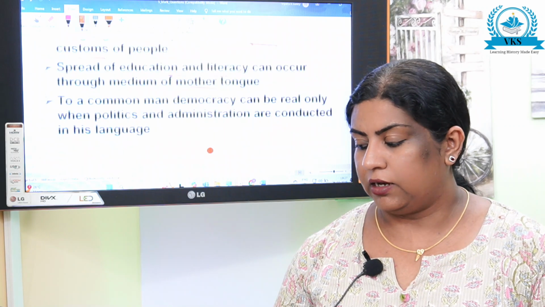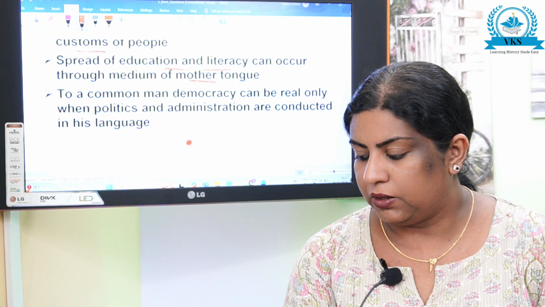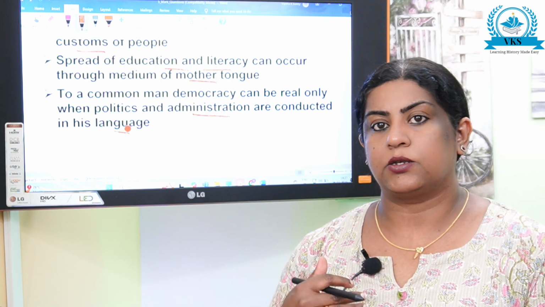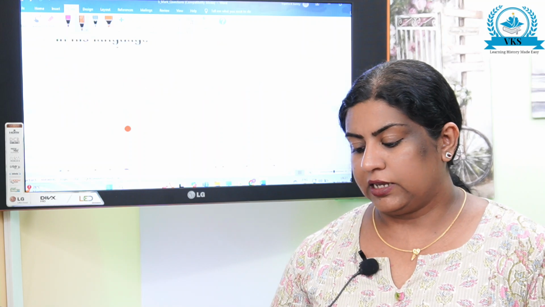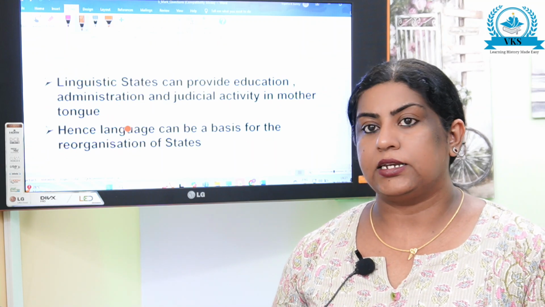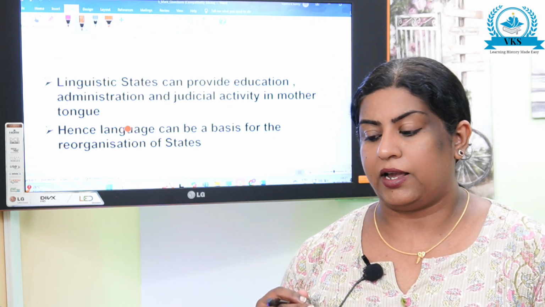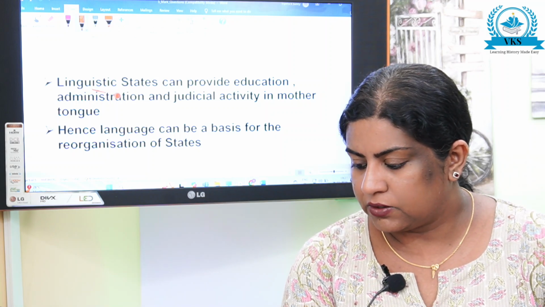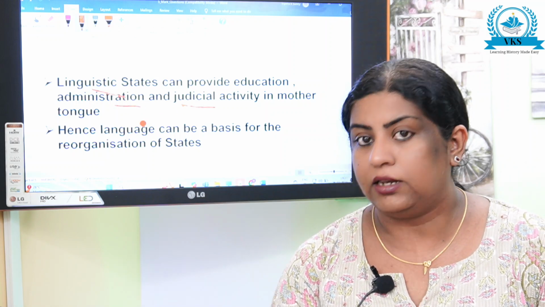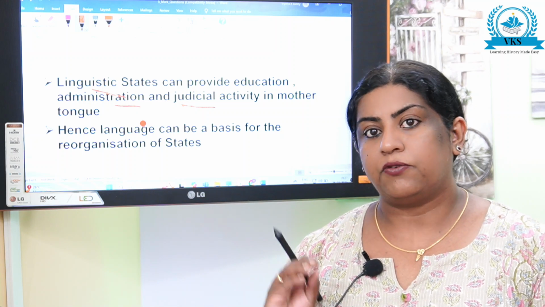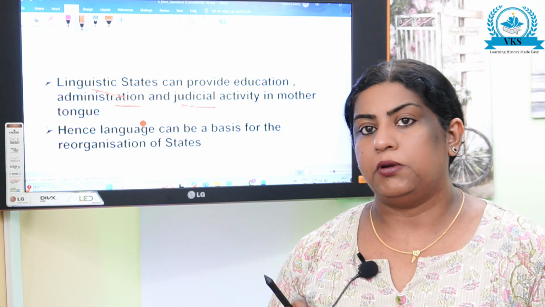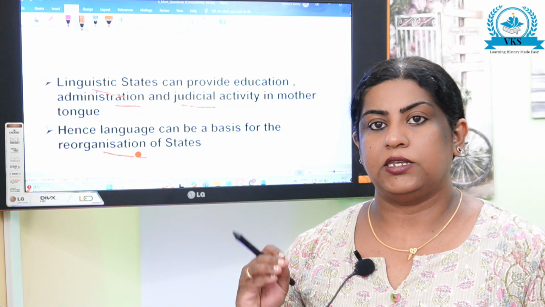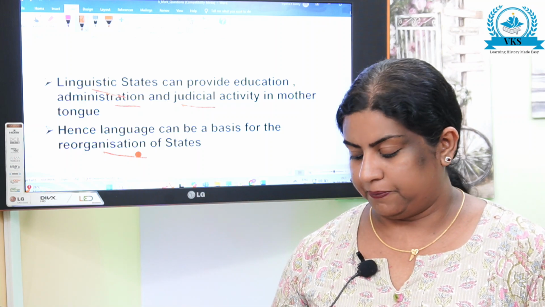To a common man, democracy can be real only when politics and administration are conducted in his own language, that is, in his own mother tongue. And next point, linguistic states, that is, states divided on the basis of language, can provide education, administration and judicial activity in the mother tongue. Because of all these reasons, language can be a basis for the reorganization of states. So all these points explained will be the answer.